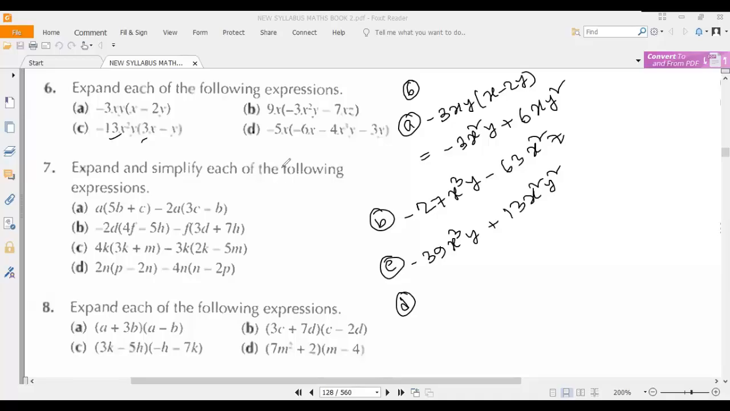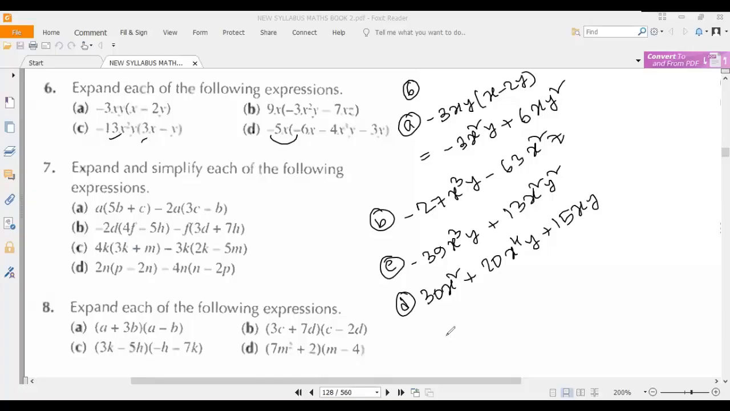Now D. Minus a plus 5 sixes are 30 x square. Minus a plus 5 fours are 20 x to the power 4 y. Minus a plus 5 threes are 15 xy. Done. Okay.